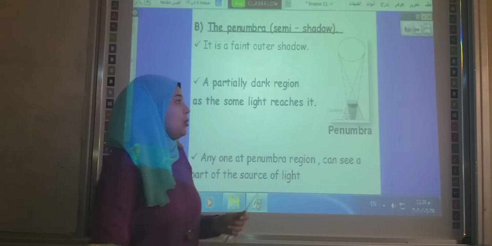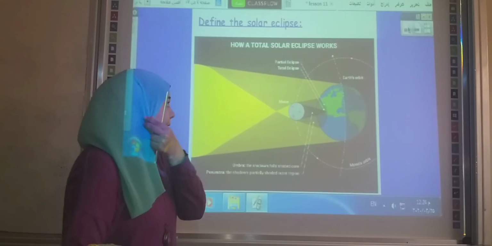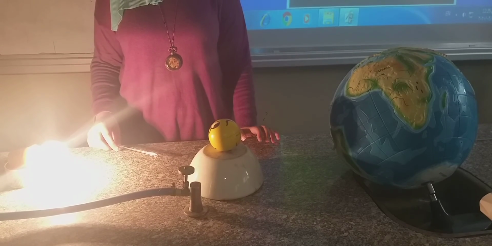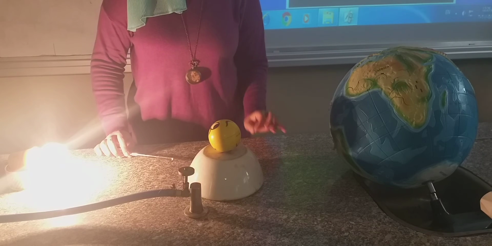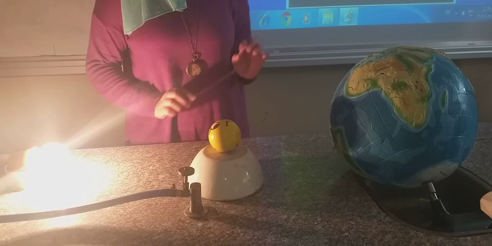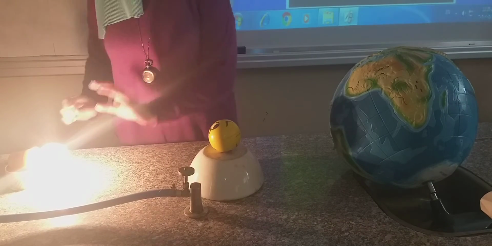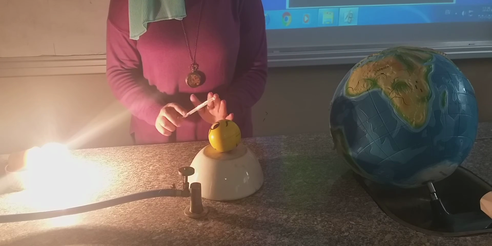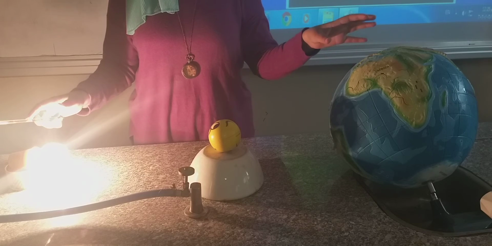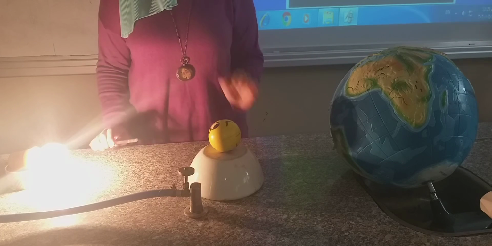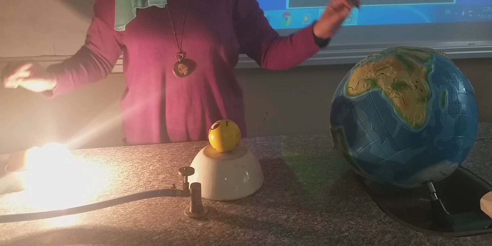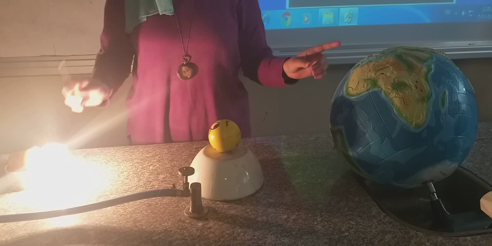Okay, and now we will talk about solar eclipse, but let's do this experiment now. Solar eclipse is a very beautiful phenomenon happening in nature. Okay, what happens in a solar eclipse? When the Earth, Moon and Sun are on one straight line and the Moon is in the middle, between Earth and Sun, it forms a solar eclipse. So, what is solar eclipse? It's a phenomenon that happens when Earth, Moon, and Sun are on one straight line and the Moon is between Earth and the Sun.